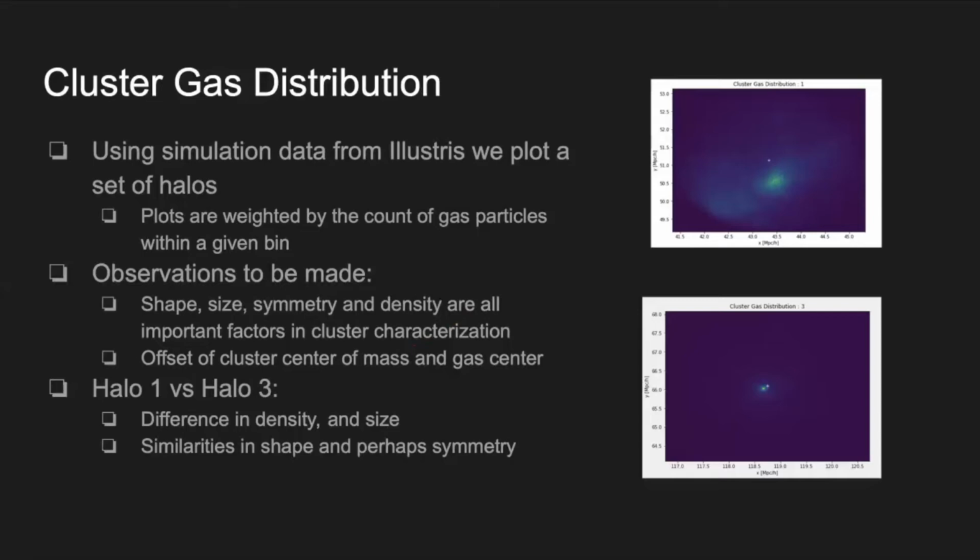So throughout the presentation, I'll be staying on Halo 1 and Halo 3. Now I had a set of 9 halos, but I thought these were just the two most interesting to compare and contrast as far as how their qualities are working out. So you'll see that they have some differences as far as their density and size. Halo 1 looks like it's pretty sprawling, and Halo 3 is just very compact and orderly. But then they have similarities in their actual shape.